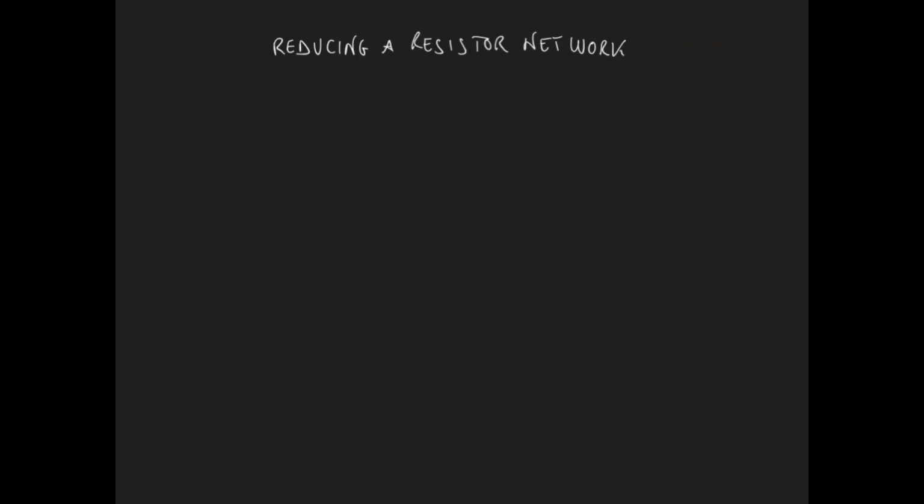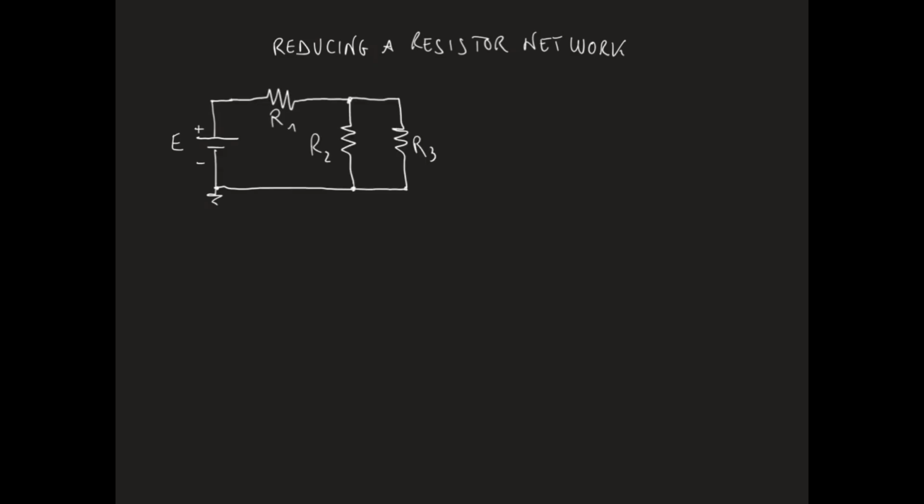Let us consider now this circuit including a battery and three resistors. The voltage E is equal to 10 volt. The resistor R1 has a resistance of 5 kilo ohm. The resistance R2 is 4 kilo ohm, and the resistance R3 is equal to 12 kilo ohm. We would like to find the current I flowing out of the positive terminal of the battery E.